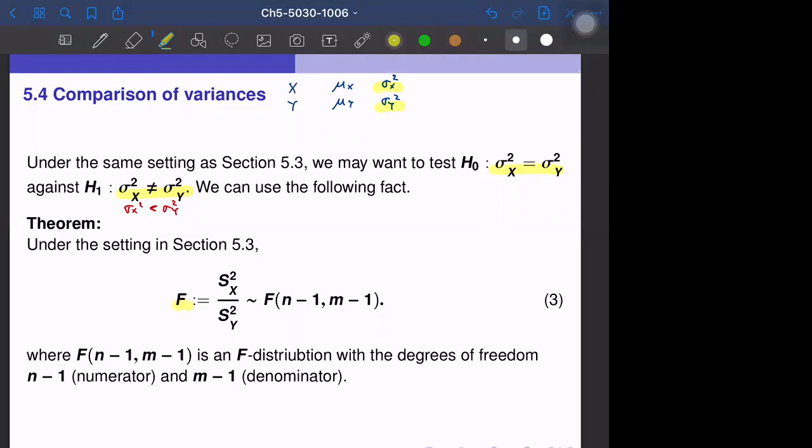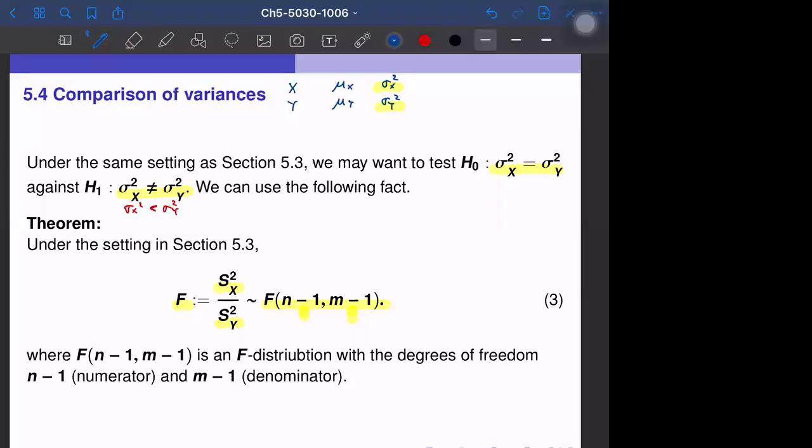So in testing, usually we construct a test statistic, then we calculate the p-value, then we decide whether or not we reject H0. And the F statistic is the sample variance of x divided by the sample variance of y. And this follows the F distribution with degrees of freedom n-1, m-1. So n-1 is the numerator degrees of freedom, and m-1 is the denominator degrees of freedom.